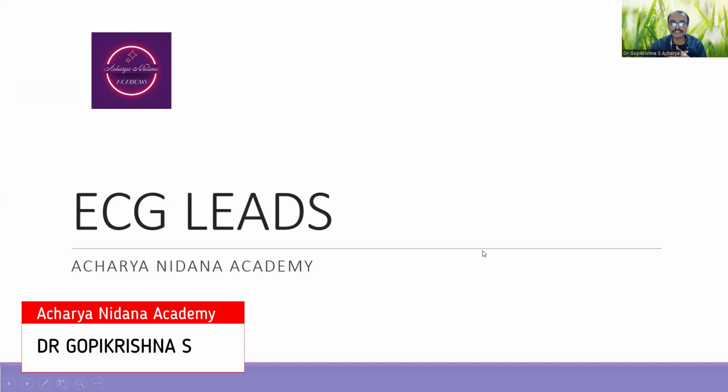When you say ECG leads, they are nothing but viewing the heart from different angles. On some occasions we are going to view the heart from the inferior side, and on some occasions we are going to see the heart from the anterior side. In this way, we see the heart from different views, so that any kind of abnormality we can very clearly identify by seeing the abnormality related to that particular side itself.